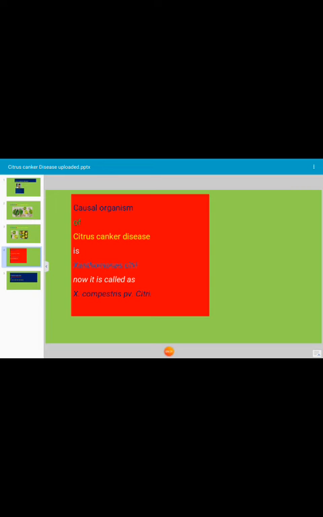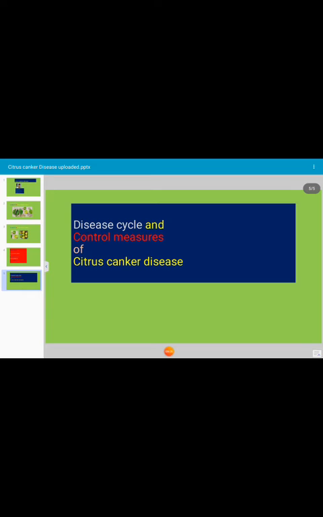Next, this is all about the causal organism. Let us see the disease cycle. Infection takes place through stomata. The pathogen is a bacterial pathogen and it is an obligate parasite that requires only a living host plant.